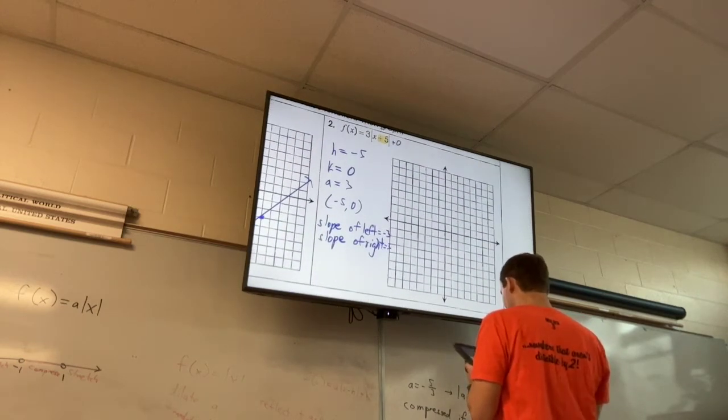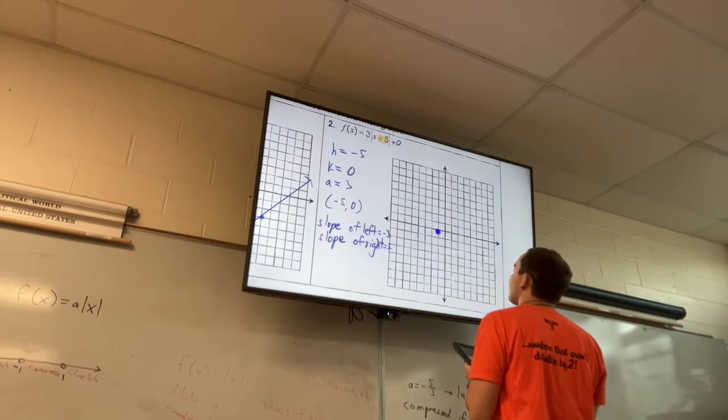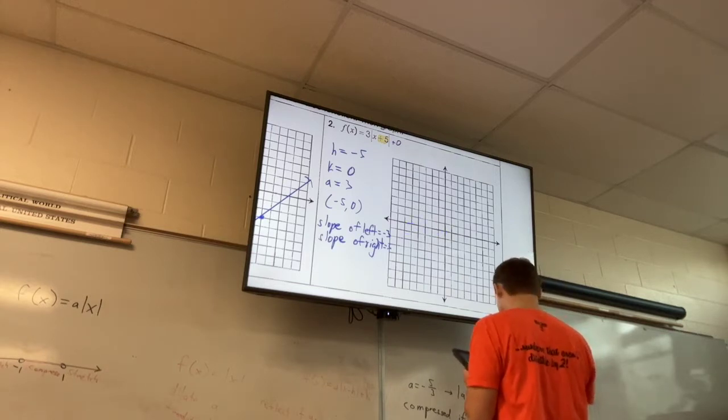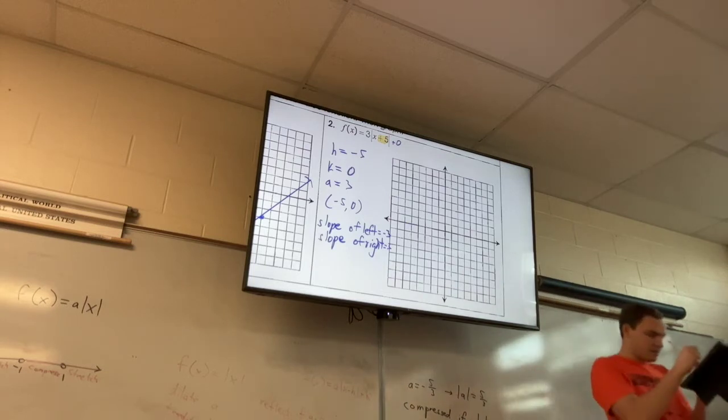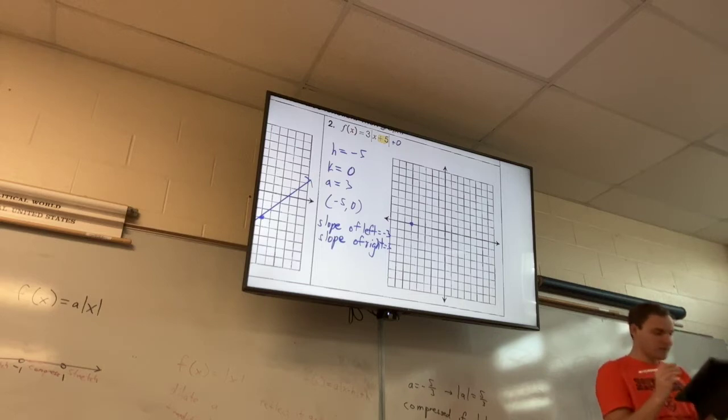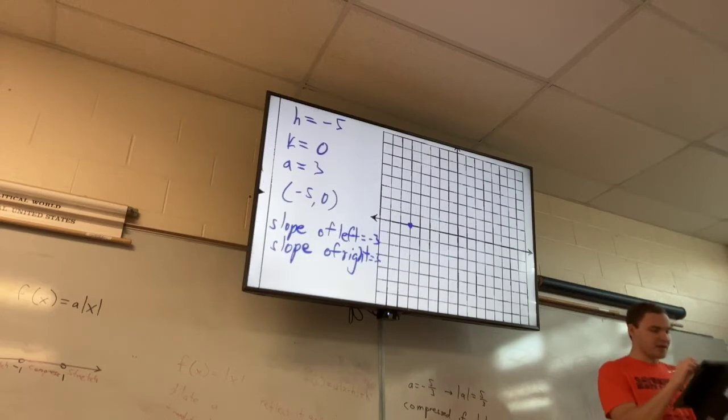So I'm going to plot my vertex. So what's that? -5, 0. So left 5, 1, 2, 3, 4, 5. Up or down 0. Slope of the left is -3. So to put a point to the left here, I go left 1, up 3. Put a point to the right, I go right 1, up 3.